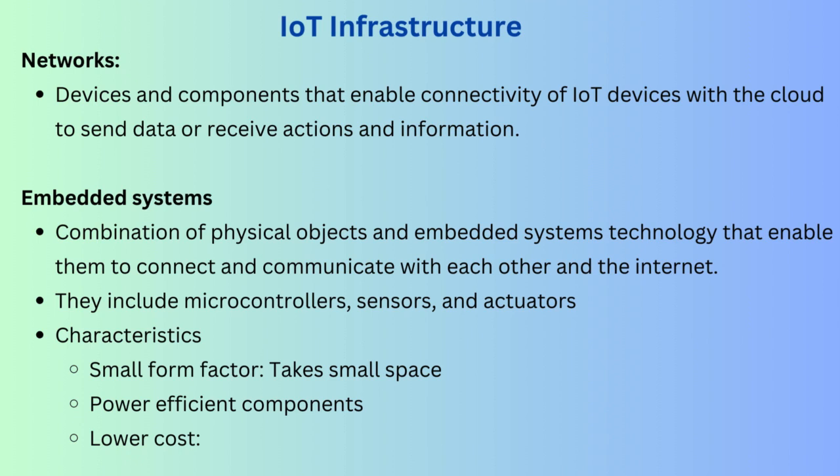An embedded system is the combination of physical objects and embedded systems technology that enable them to connect and communicate with each other and the internet. They include microcontrollers and sensors. The characteristics of this IoT component are its small form factor, so it takes little space. These are power efficient components, and they are not expensive, so they incur lower cost. It's better to know some examples of embedded systems.